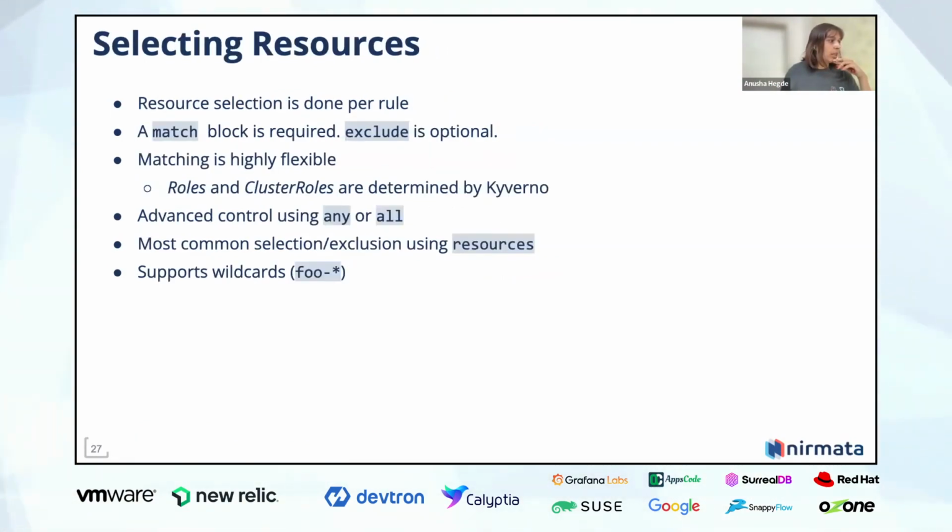Selecting resources. So you can use the match exclude block. Matching is highly flexible. As we saw, we can match on a whole bunch of things: kinds, namespaces, labels, and so on. So you can do things like match any of A, B, or C, or match all of A, B, C, and so on. And similarly, you can do exclude. And the cool part is you can also include wildcards in this. So you can say match all namespaces starting with test or match all namespaces starting with prod. So things like this become really easy when you're writing a policy.